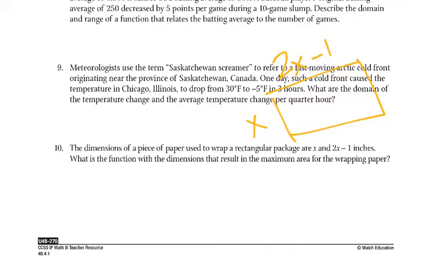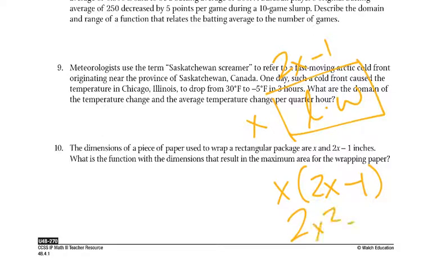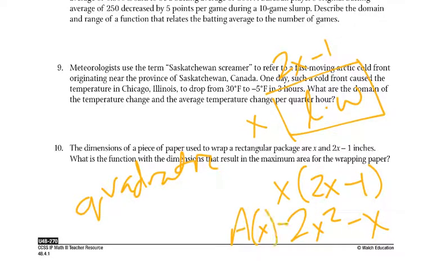Okay, well, area is length times width. X times 2x minus 1 would give us 2x squared minus x, which, x squared means it's quadratic. And here would be our function.